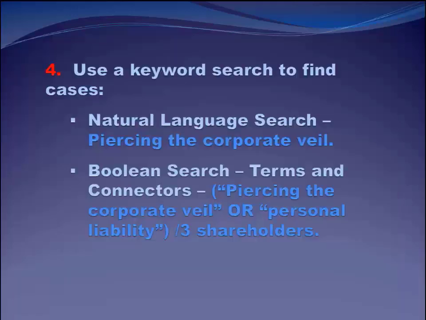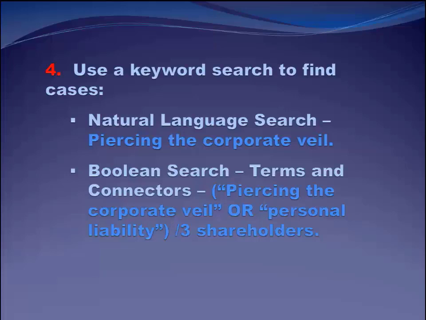And the last thing I could do is a keyword search in Lexis or Westlaw. Either natural language, just put in piercing the corporate veil, we'll stay with that example, or I can do Boolean search, and we'll talk about Boolean searching towards the end of the semester. But just for now, if I put it in quotes, piercing the corporate veil, it's just going to search for that exact phrase as opposed to searching for each of the words individually anywhere in the decision. Or I could say something like the phrase personal liability within 3 words of shareholders.